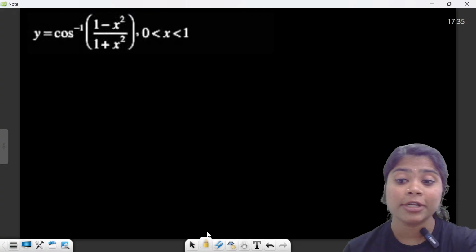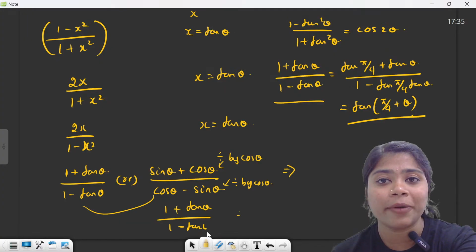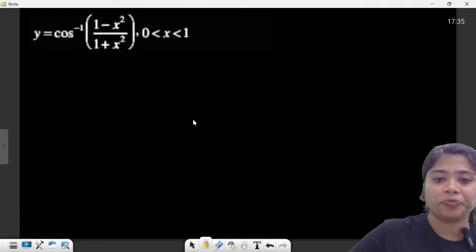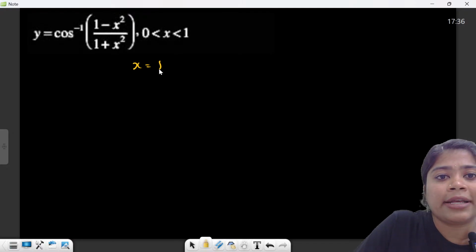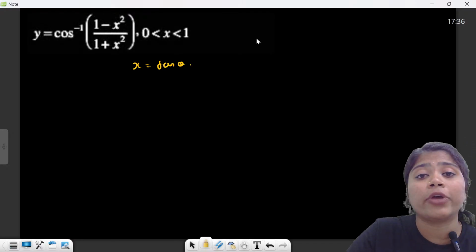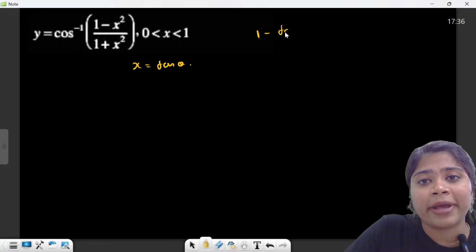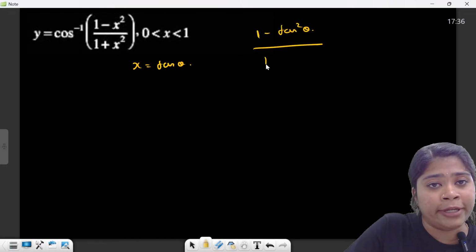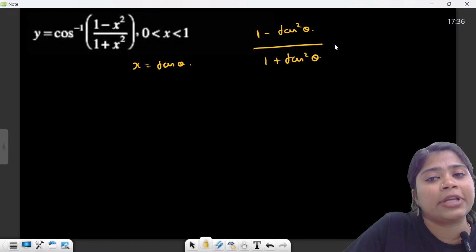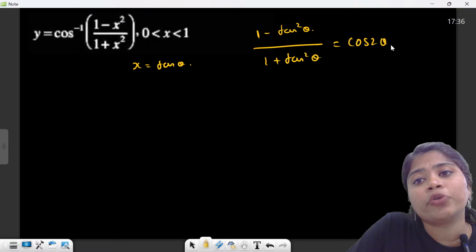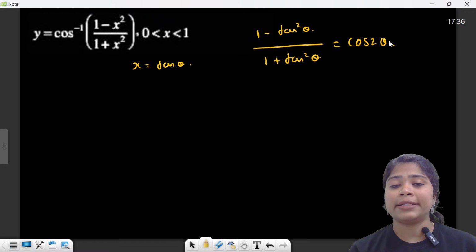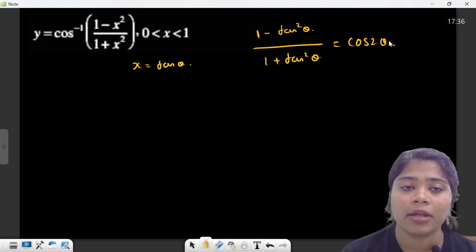Now tell me, y is equal to cos inverse of (1 minus x square) divided by (1 plus x square). I already discussed this. Look, we have to put x is equal to tan theta. Why are we doing this? We know that (1 minus tan square theta) divided by (1 plus tan square theta) is equal to cos 2 theta. Right? Cos 2 theta.